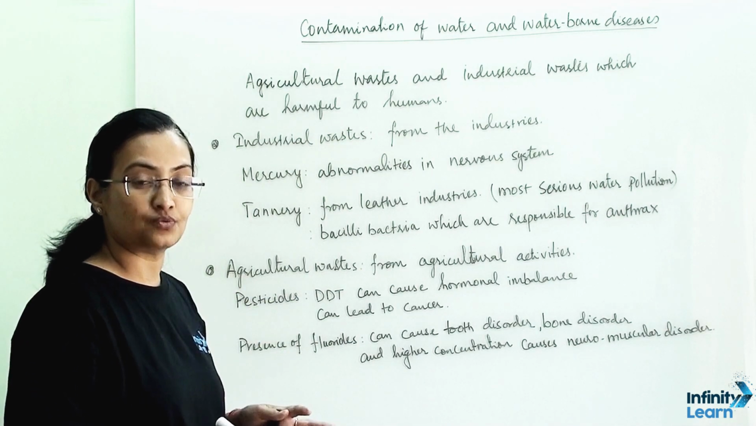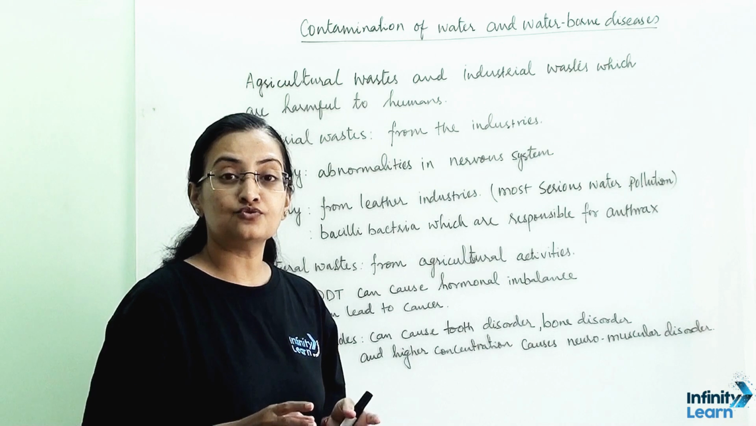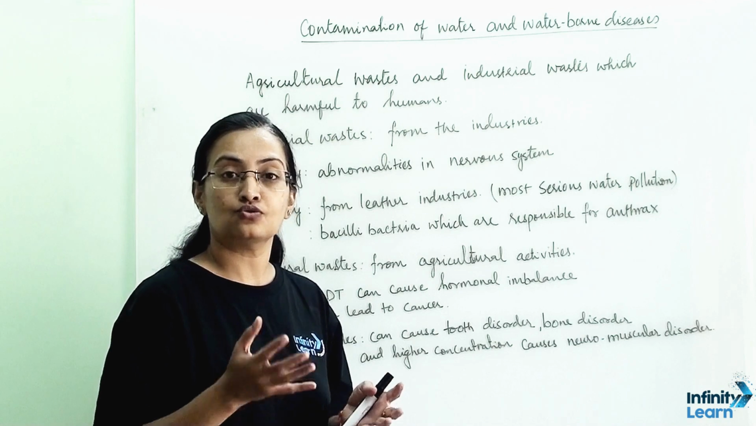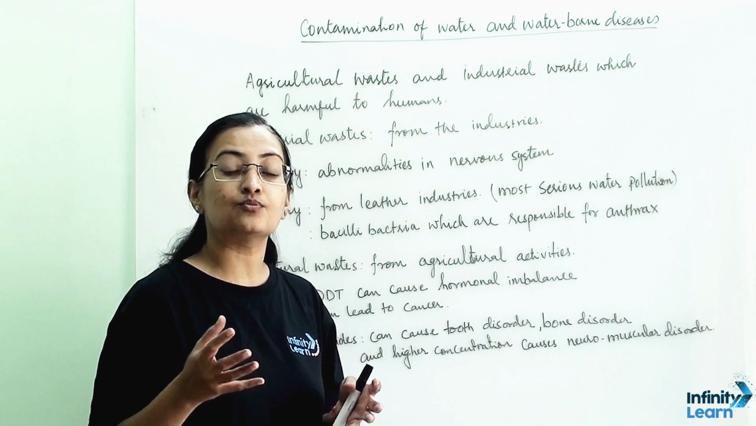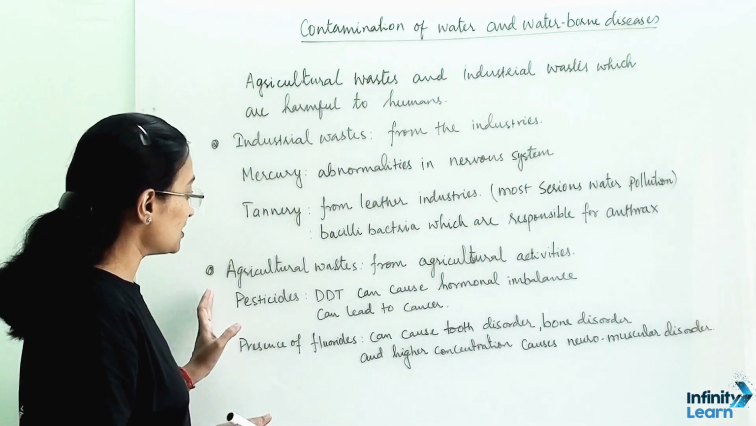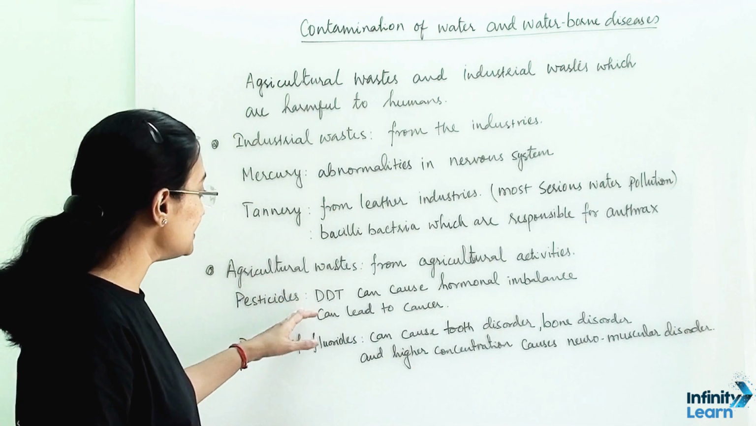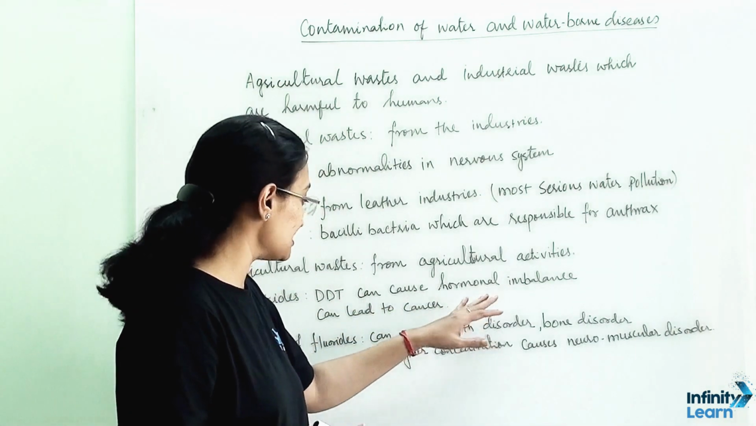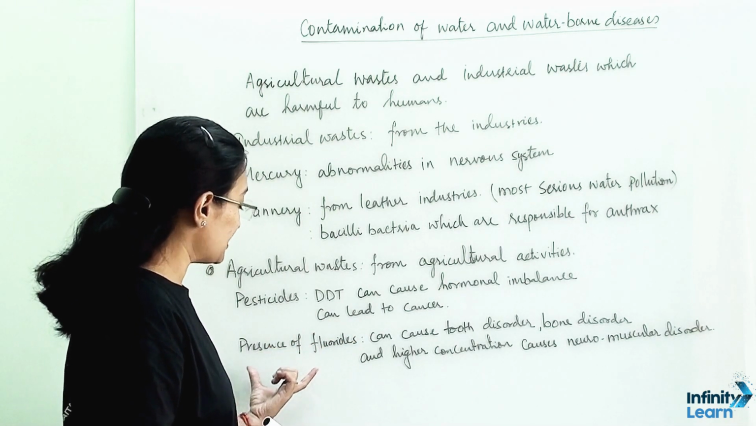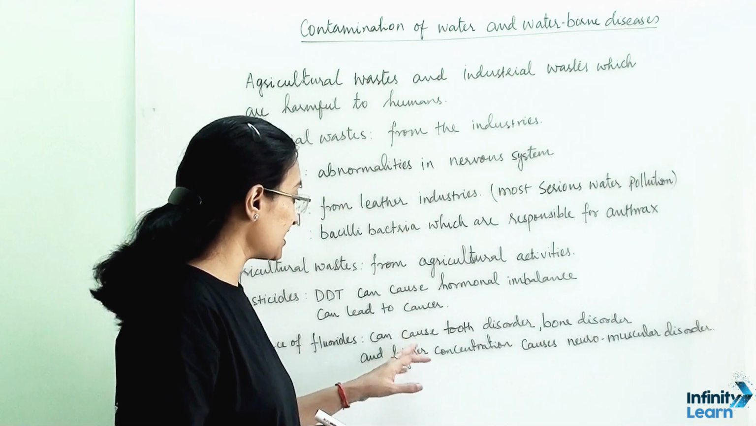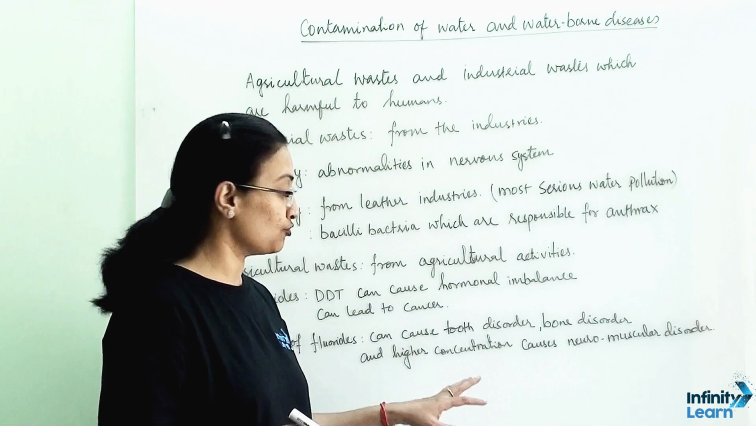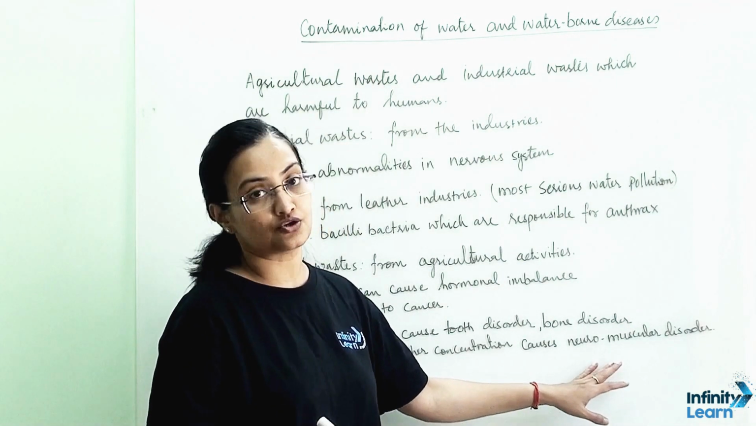Then comes the agricultural waste. In agricultural processes, we are using many chemicals like pesticides, herbicides, fungicides and fertilizer. All these chemicals will eventually get mixed with the water and they are also harmful for us. The first one is pesticide. A pesticide like DDT can cause hormonal imbalance in humans and it may lead to cancer. Then comes the presence of fluoride. Presence of fluoride in drinking water can cause tooth disorder and bone disorder, and a higher concentration of fluoride can cause neuromuscular disorder.